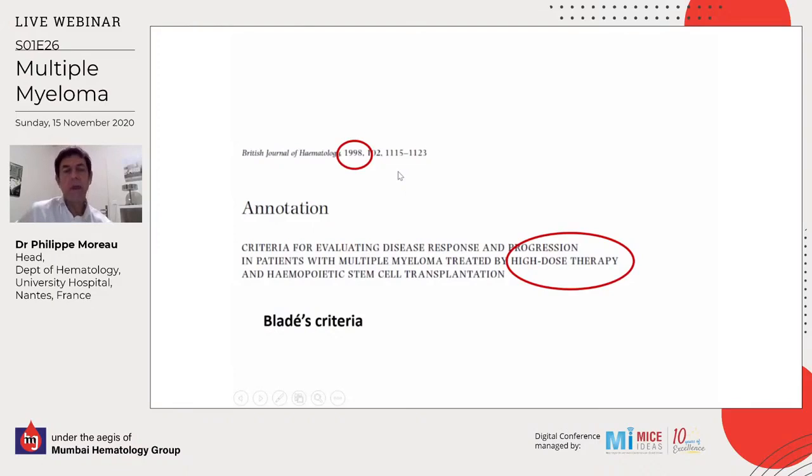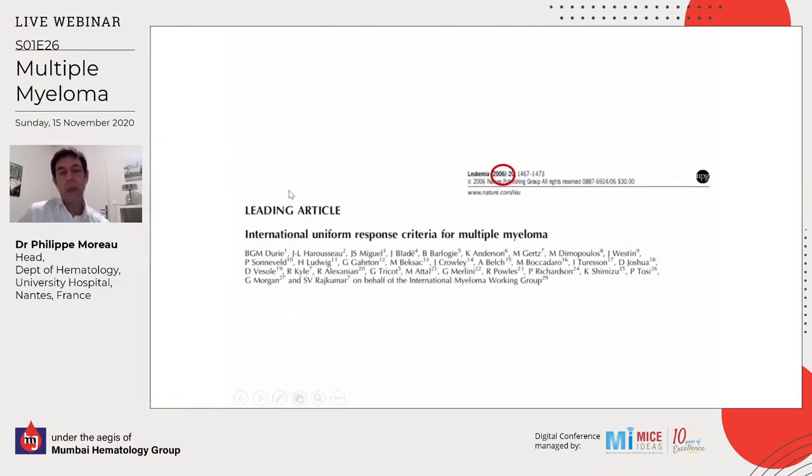So back to this very old paper. For the first time, it was necessary to try to have a consensus on the response, and that was mostly because of the introduction of high-dose therapy and autologous stem cell transplantation. And in 1998, more than 20 years ago, we introduced the Blade criteria, proposed by Joan Blade from Barcelona, because some patients were able to reach complete response.